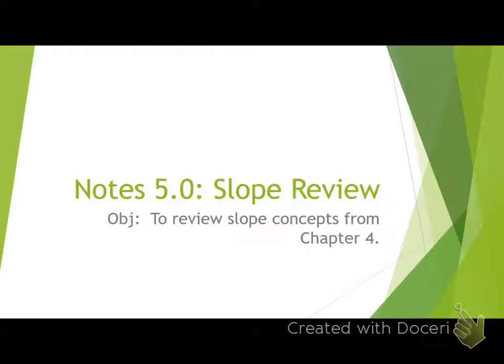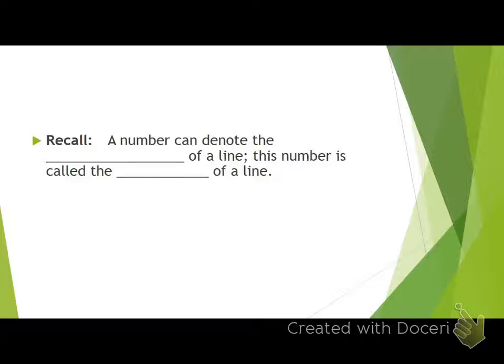We're calling these notes 5.0 because we're doing it before we start Chapter 5. It's a review on slope from Chapter 4. Recall a number can denote the steepness of a line, how steep it is.